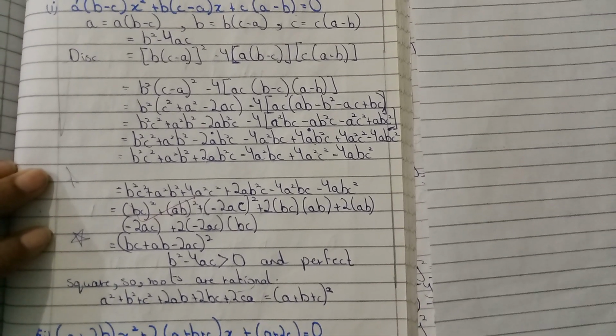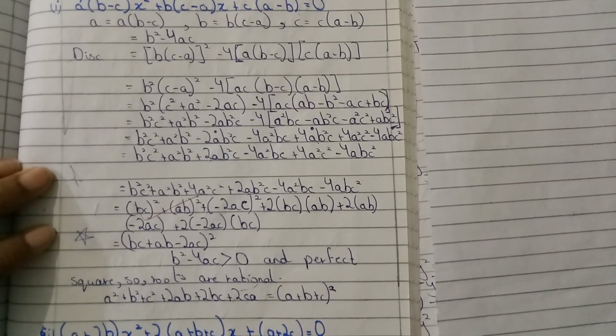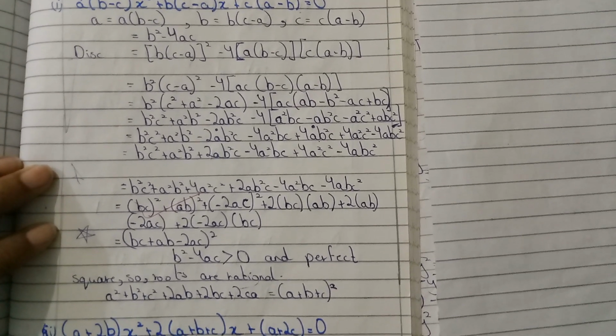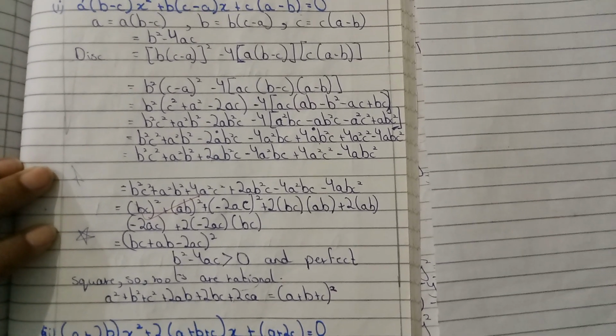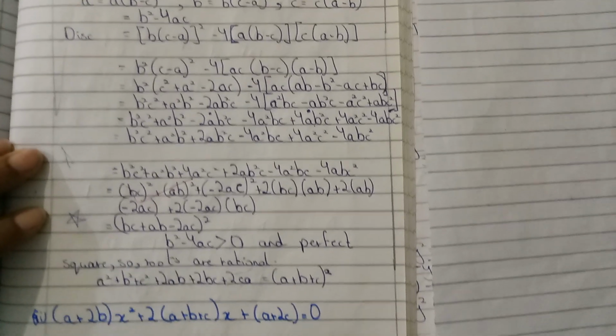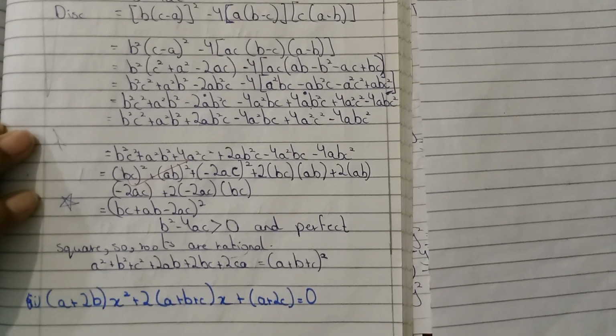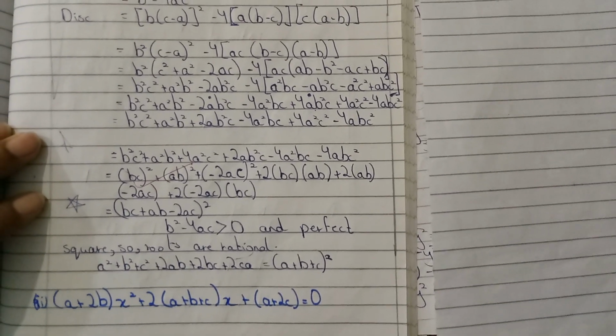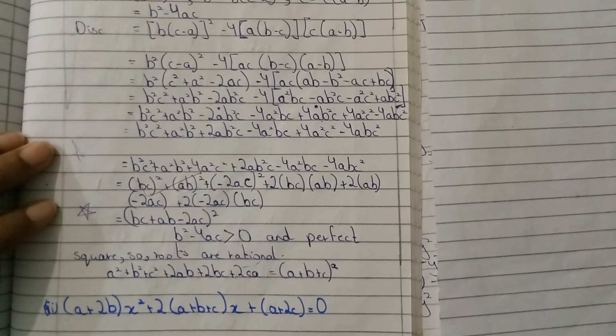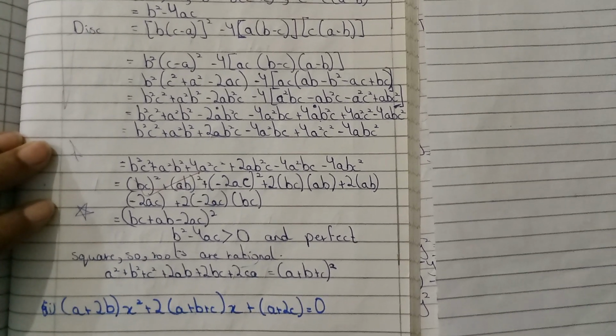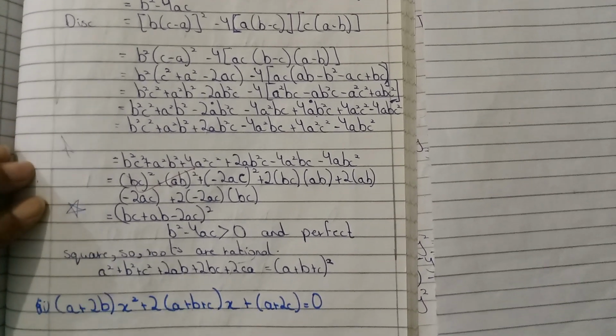It is a whole square, so it will be greater than 0, and a perfect square also, so the roots are rational. So it is proved that roots are rational. And the formula a square plus b square plus c square plus 2ab plus 2bc plus 2ca is equal to a plus b plus c whole square, which we have used in this question.